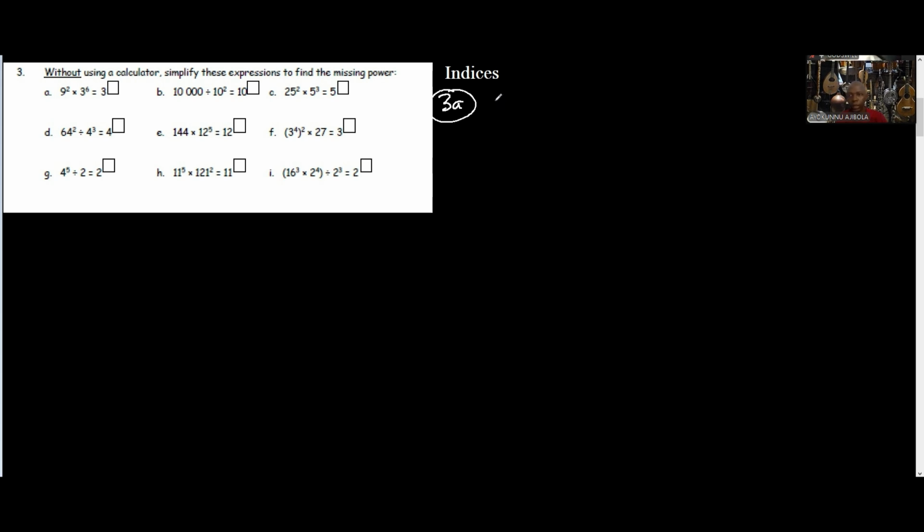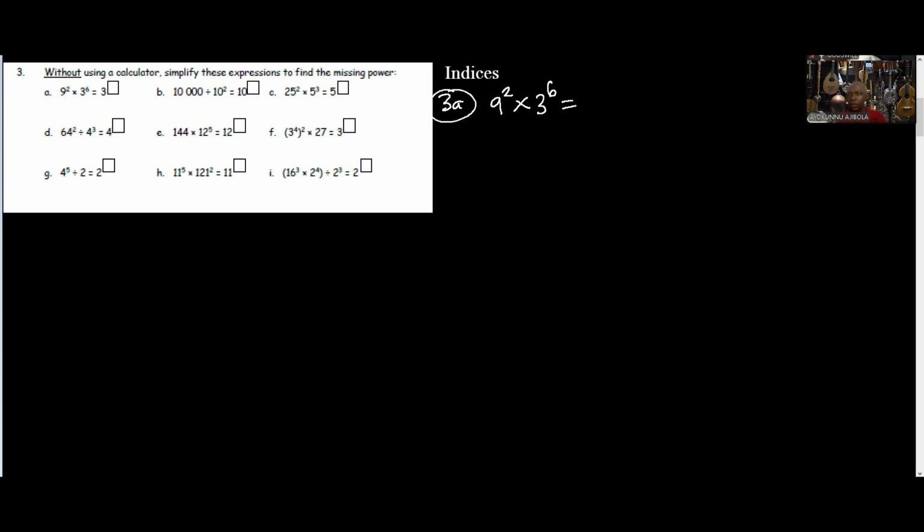Okay, let's look at 3a. We have 9 squared times 3 raised to power 6. They have helped us by saying it's equal to 3 raised to power something. But let us imagine they did not give us this 3 raised to power something, so we just delete that and we'll be able to get our answers.